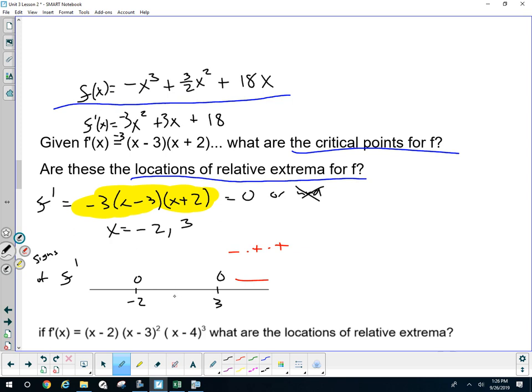Take any value in between negative 2 and 3, like 0. Negative 3 times negative 3 times positive 2. Positive. Pick any value like, I don't know, negative 3, negative 4, negative 5. Negative, negative, negative, negative. Because I know the signs of f prime, I know whether f is going up or going down.